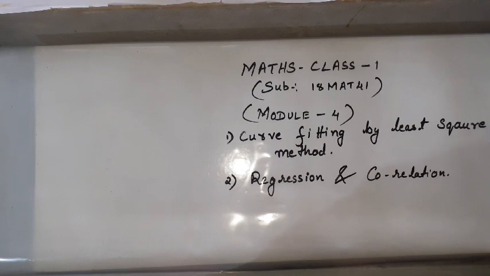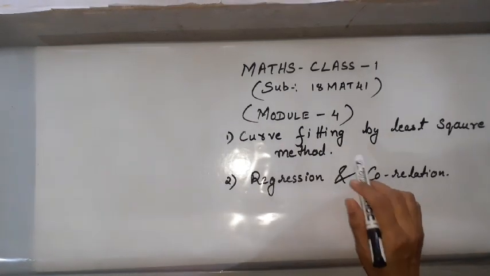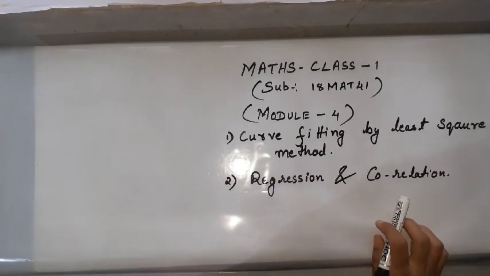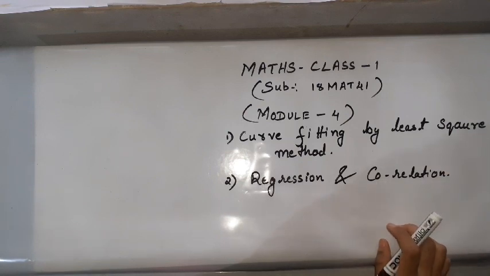And in this video session, I'll be starting with module 4, okay? And in module 4, you basically have two topics. The first topic is, as it is written over here, curve fitting by the method of least squares, or the least square method. And the second one is correlation and regression.